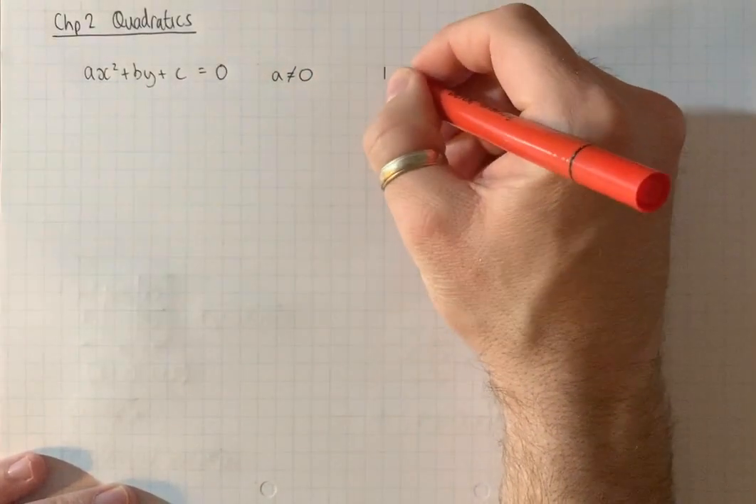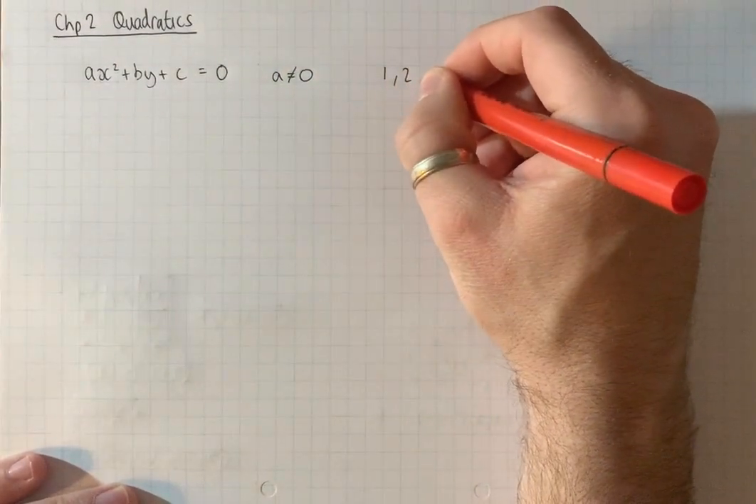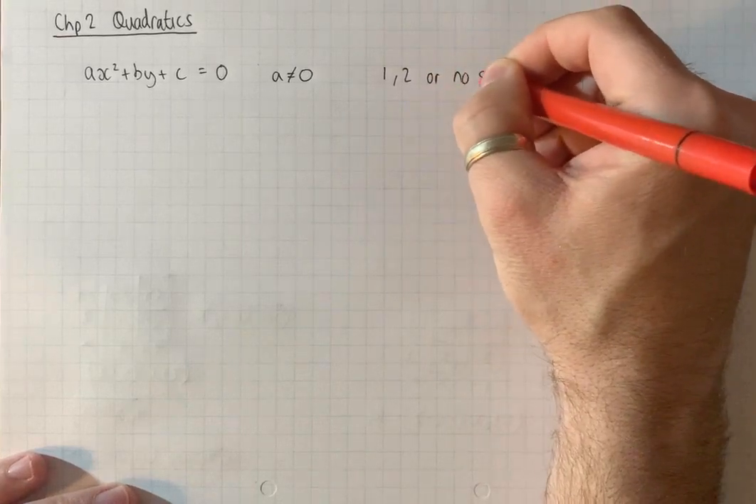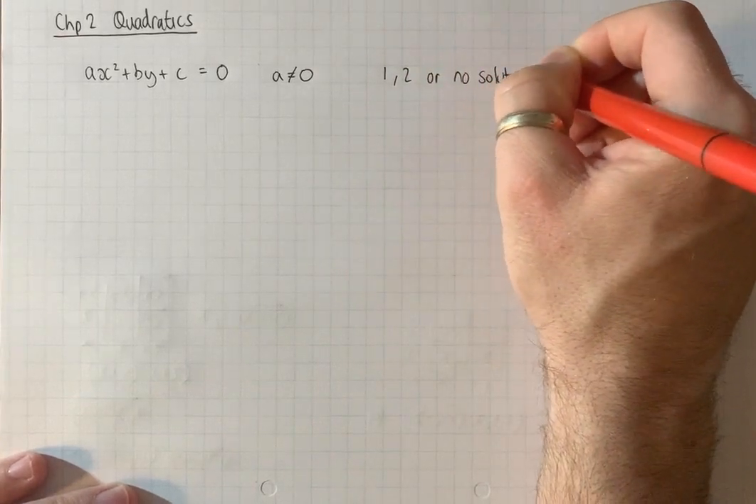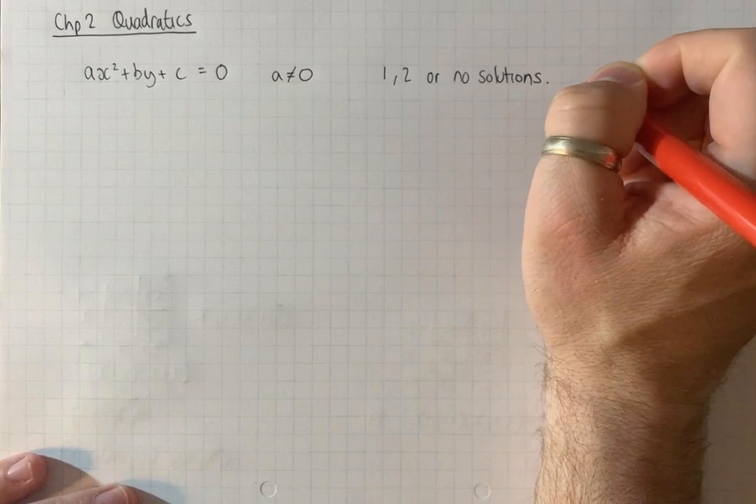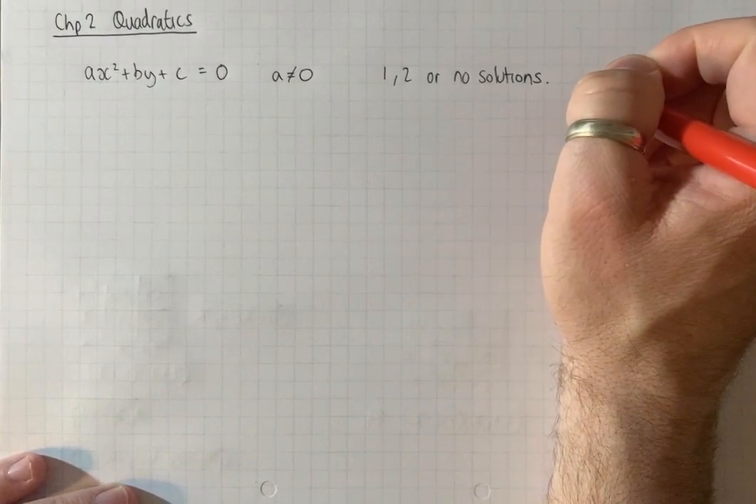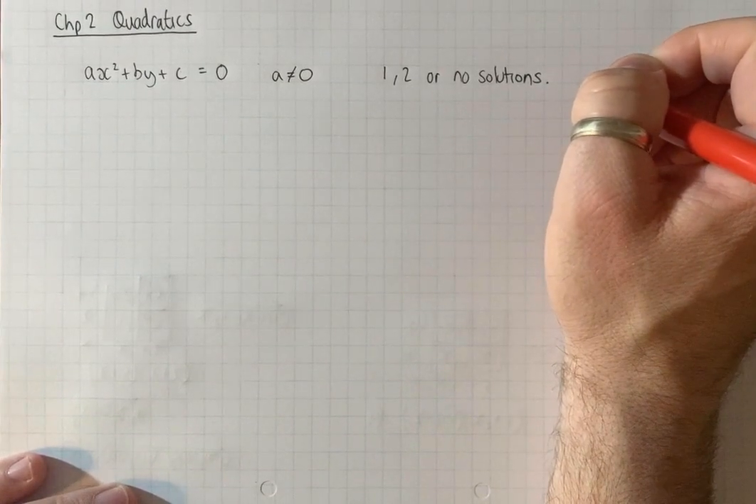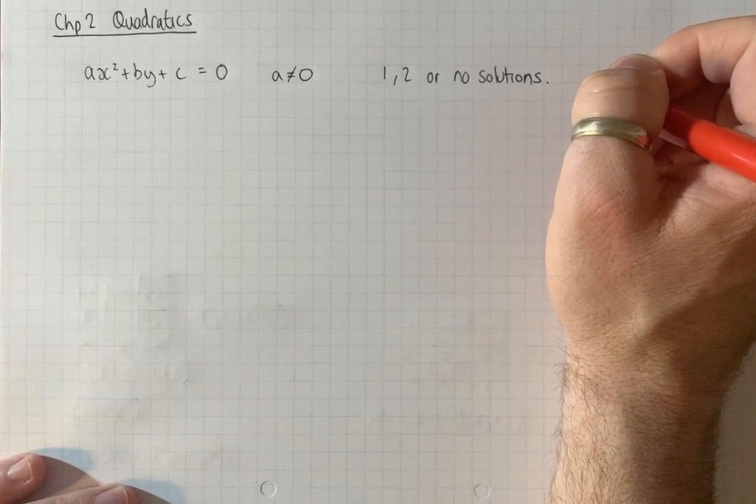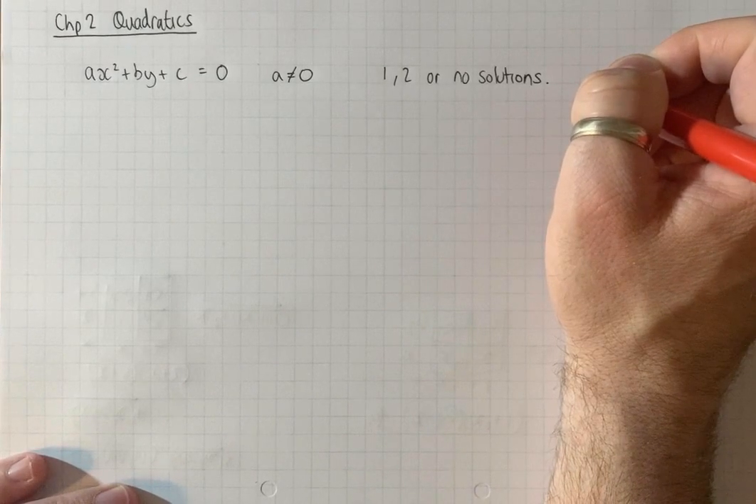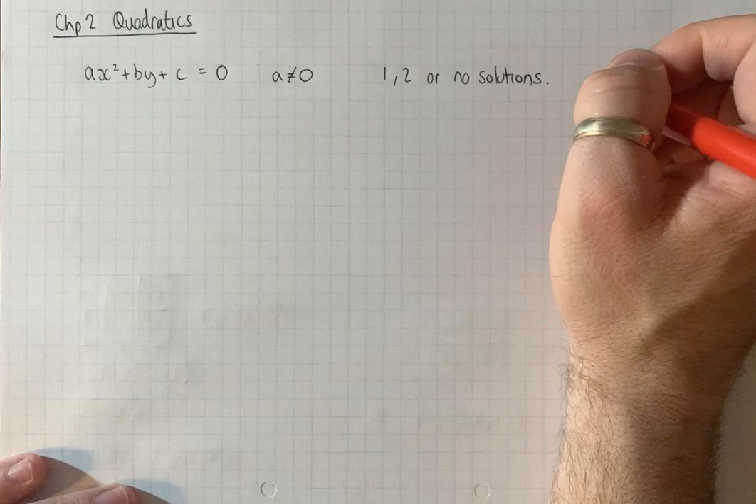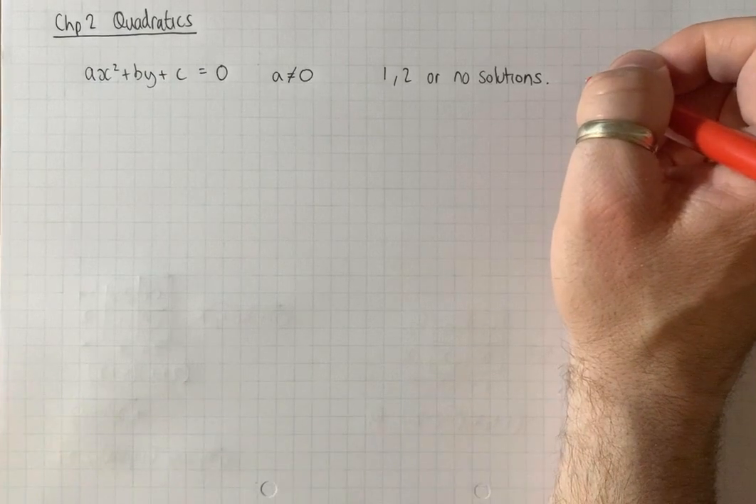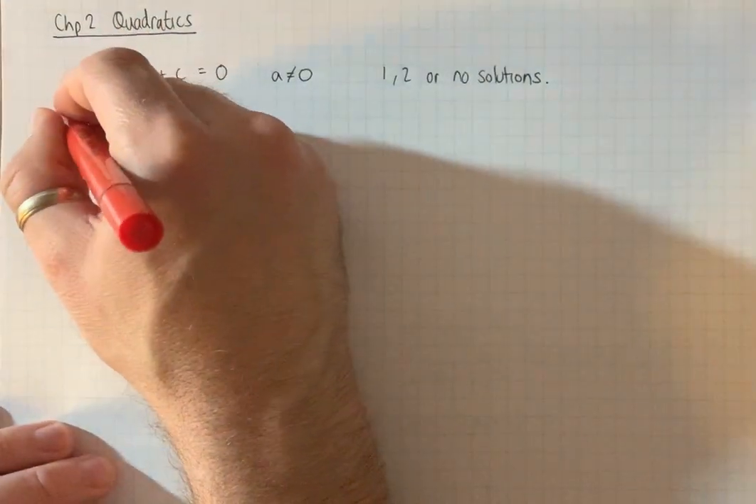Now they can have 1, 2 or no solutions. The way you determine the number of solutions is found from the discriminant, which we'll come on to later. The solutions are also sometimes referred to as the roots of the quadratic equation. It tells you where the graph of the quadratic will cross the x-axis. Okay, so let's look at example 1.